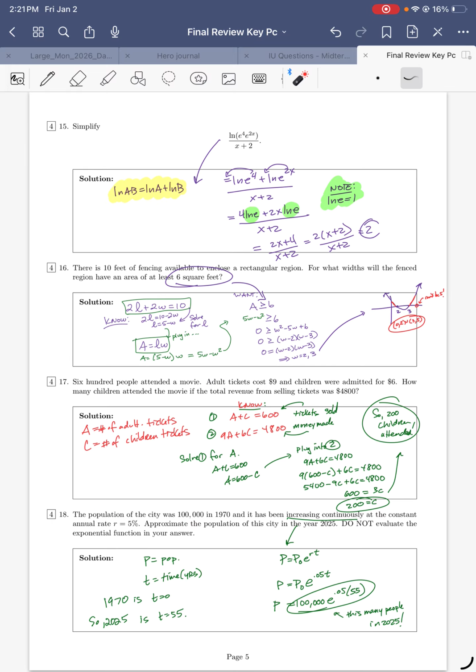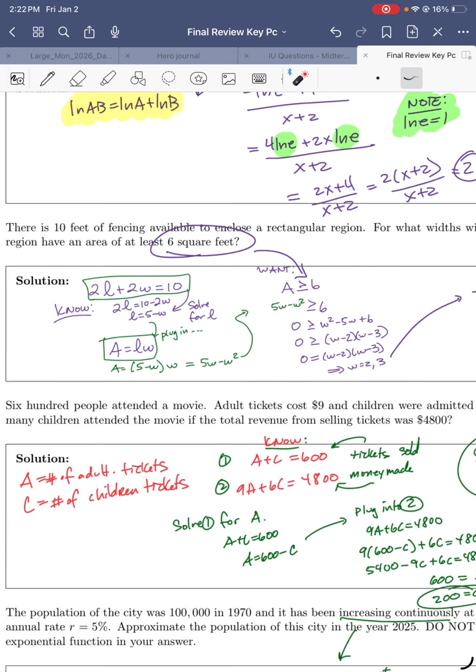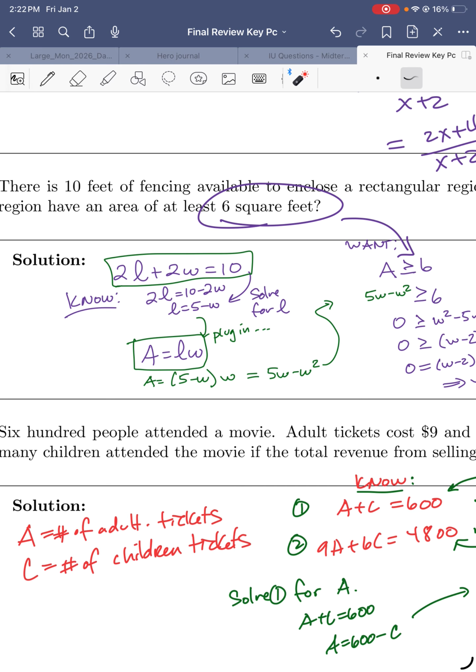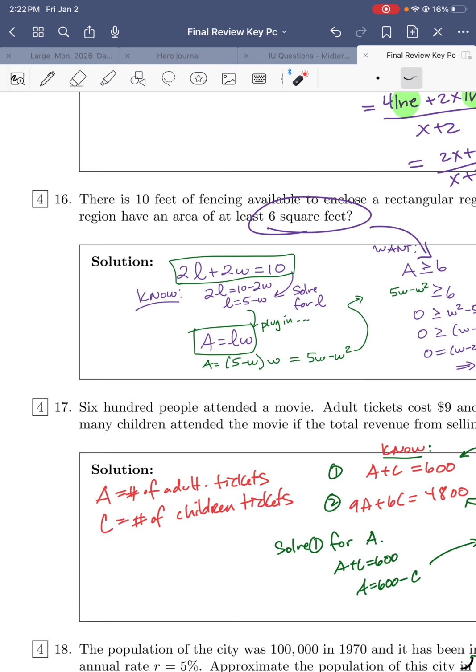All right, so then they want to know, I've got 10 feet of fencing available, and it's going to be a rectangle. If I've got a rectangle, I've got a length and a width. I know that for fencing, I'm going to have 2 L's plus 2 W's equal all my fencing. So that's where this comes from. If I solve it for L, I now know that L is equal to this.